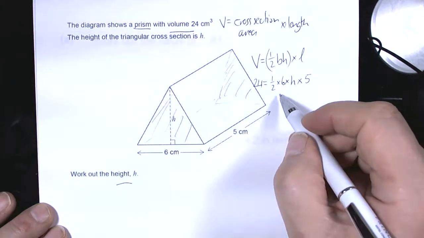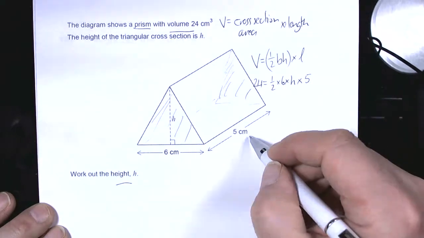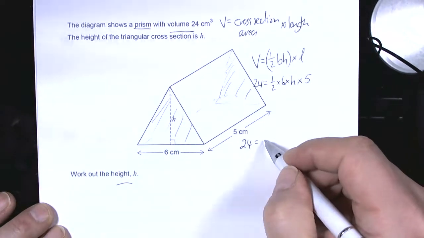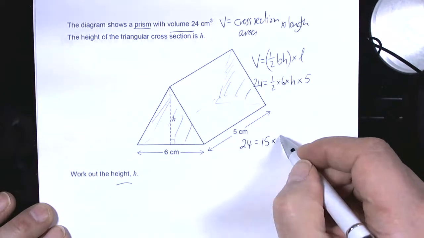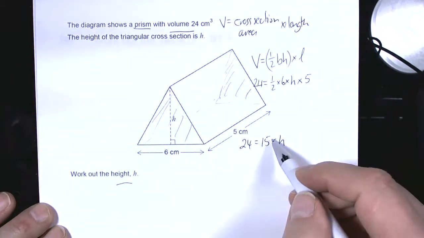So if we halve 6, we get 3. 3 5s are 15, so we have 24 is equal to 15 times h. Half of 6 is 3, 3 5s are 15, so that.